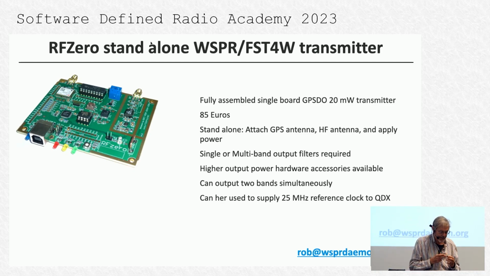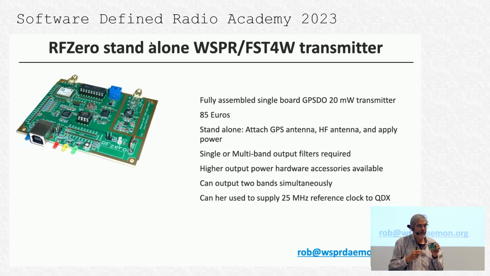Another option, and I think an excellent and interesting product that I was not aware of really until the last year, is Bo Hansen's RFzero. It's much more than a WSPR transmitter and a 4W transmitter, but it certainly can be used as such. In fact, Bo has one of these units online. You give it a GPS antenna signal, you give it 5 volts of power, and there's an SMA output connector to go to your antenna.